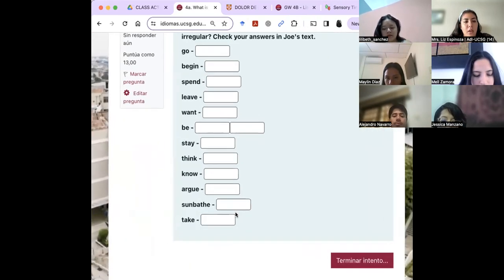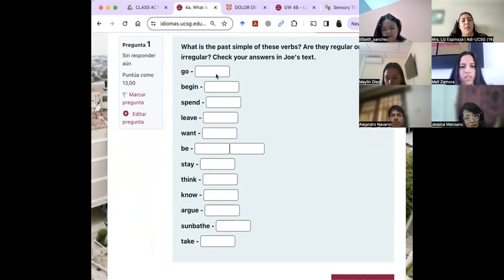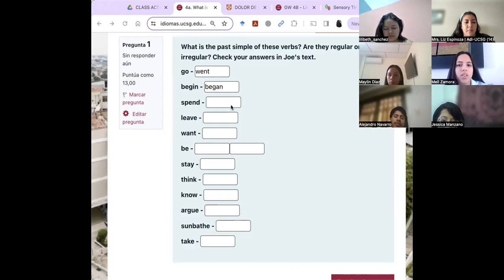There we are. What is the past simple of go? Went. Okay. So tell me, the next one, begin. Begin. Began. Began. Yes, began. Spend. Oh, spent, with the T. Spent.